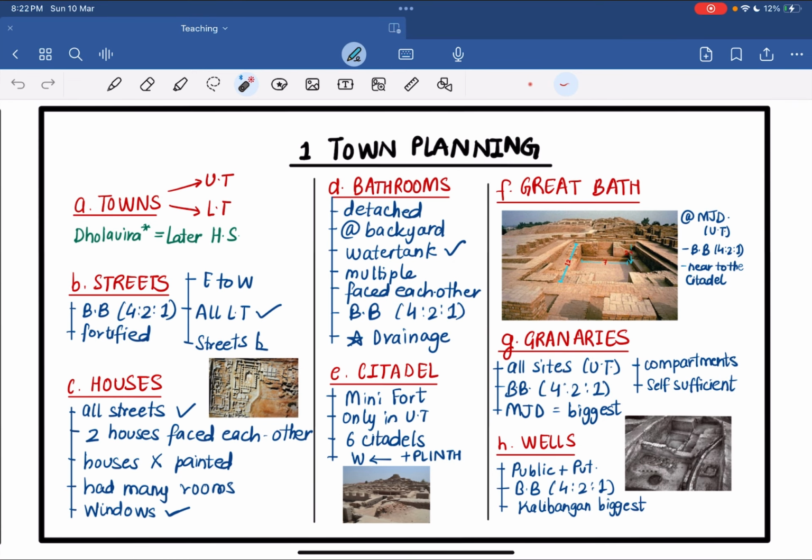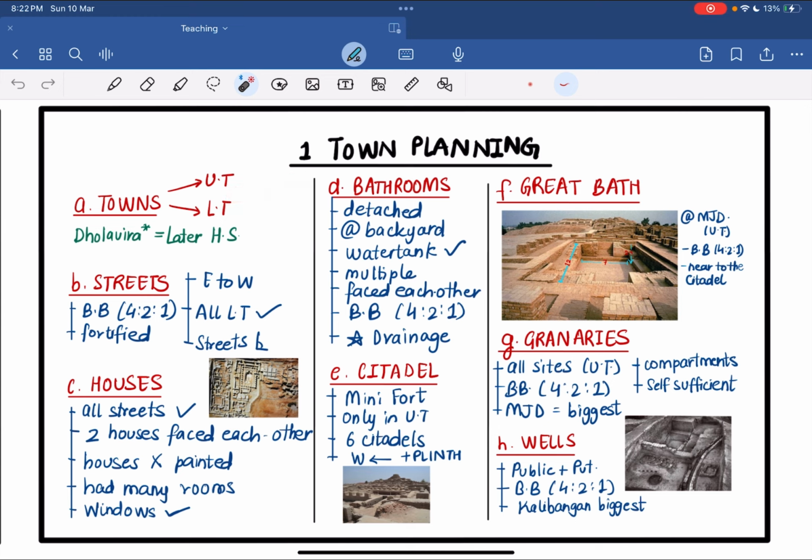So beginning with town planning. If we're talking about town planning, how can we not start with towns? All the towns of the IVC were divided into two sections, the upper town and the lower town, marking one great exception, that being Dholavira, which is in Gujarat. Dholavira had three sections, the upper town and lower town as usual, but it also had a middle town.